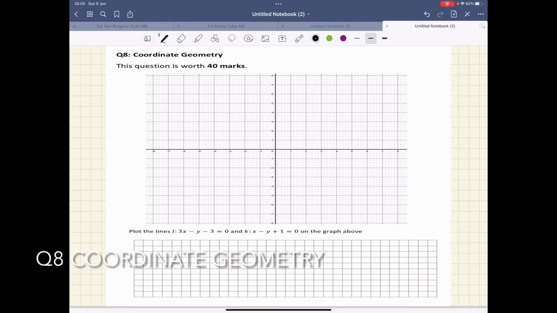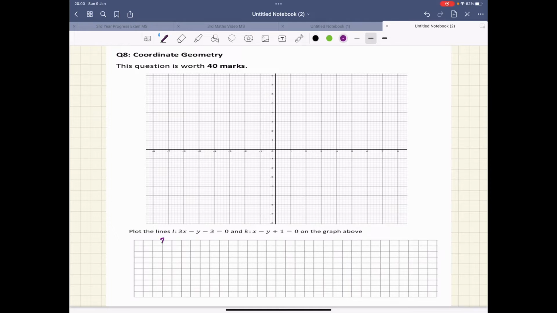Okay, so this was question 8, and it was a coordinate geometry question where you had to plot the lines L, which is 3x minus y minus 3 is equal to 0, and K, which is x minus y plus 1 is equal to 0, on the graph above. So what we need to do is, for each line, let x equal 0, get an answer, let y equal 0, and get an answer. So let's start with L.